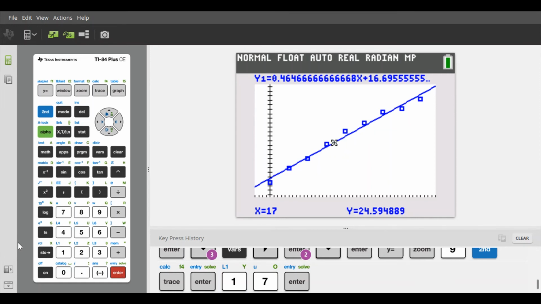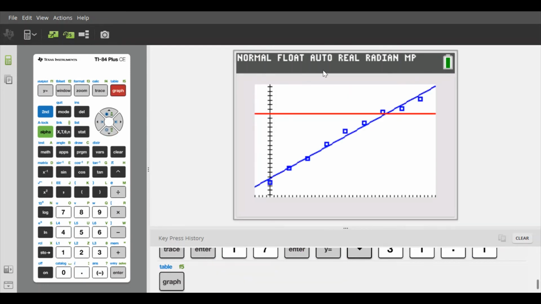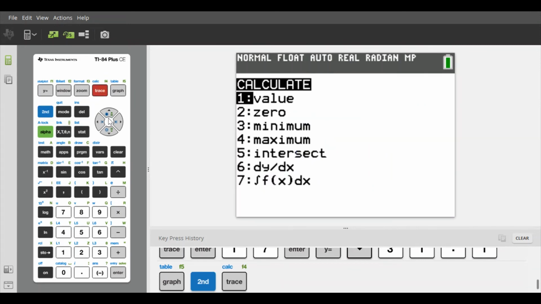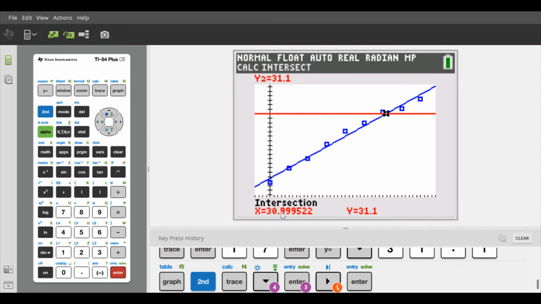Okay, so what we need to do for that, easiest way I know to do that is go back to your y equals here, and we're going to type in 31.1 in our y2. Then we graph it, and we're going to figure out where they intersect, and where they intersect will be our answer. So this line, that line, and then we will scroll over to about where they intersect, hit enter, and it tells us they intersect at x equals 30.999, y equals 31.1. So basically here in year 31 is when we have that 31.1%.